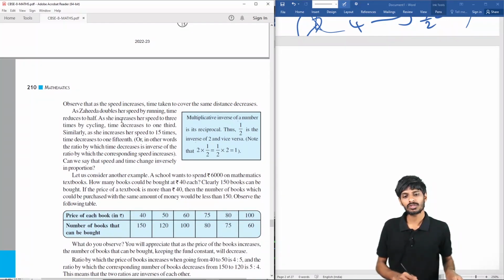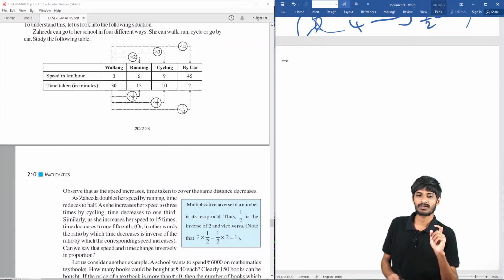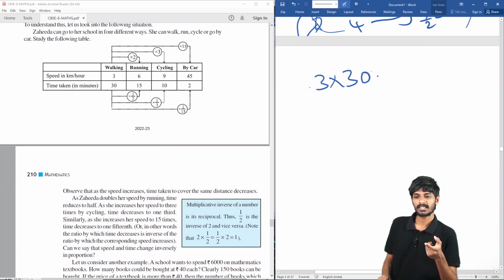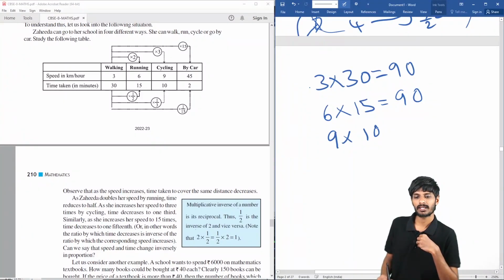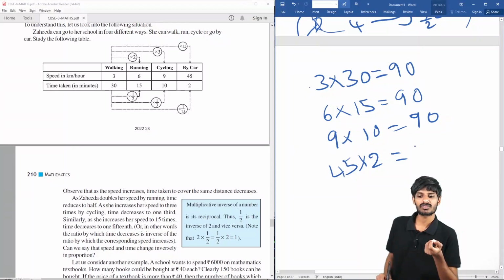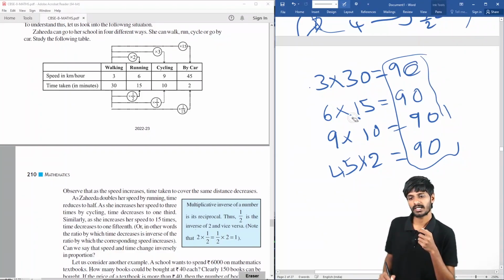Okay, students. And one more thing, if you observe here, if you multiply both the things, there is a constant. Suppose you take 3 kilometers and the time is 30 minutes, then it is 90. And if you go 6 kilometers and the time taken is 15 minutes, here also it is 90. By bicycle it is 9 kilometers and the time taken is 10, it is also 90. And by car it is 45 kilometers and the time taken is 2 minutes, here also it is 90. So the product of the two quantities is always constant. Okay, students, so this is the case we are having here.